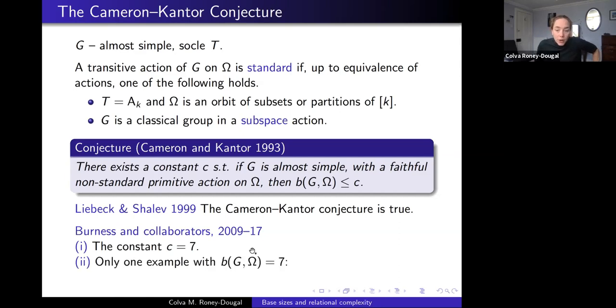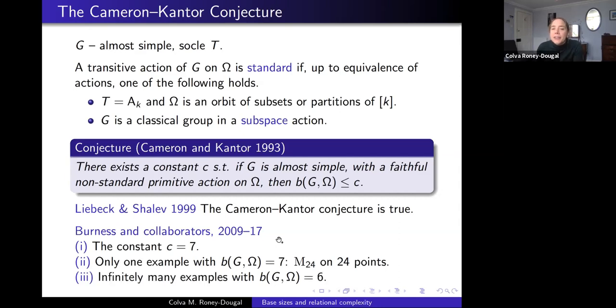There's only one example where you attain the number 7, the Mathieu group M24, on 24 points. So that's our pretty example. There's literally just the one. So its natural action on 24 points is big, and you need to stabilize 7 of those points to get down to the identity. There are infinitely many examples with base size 6.